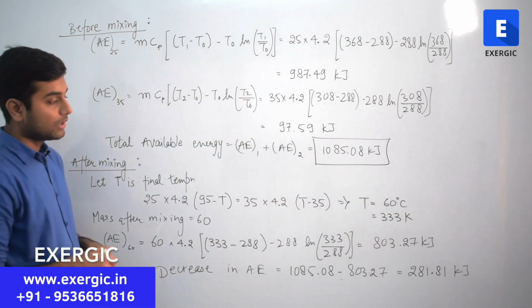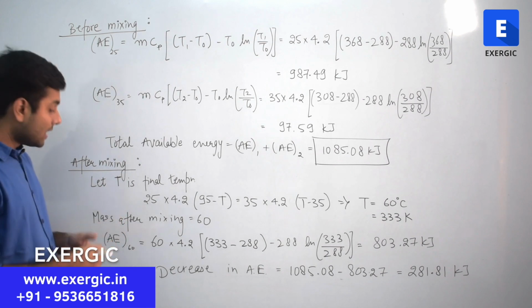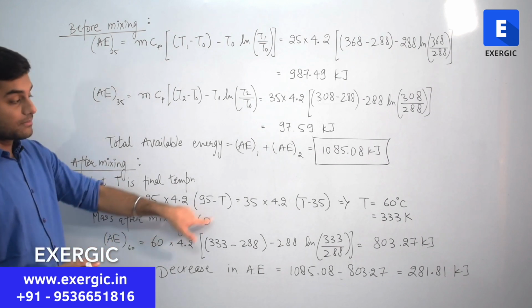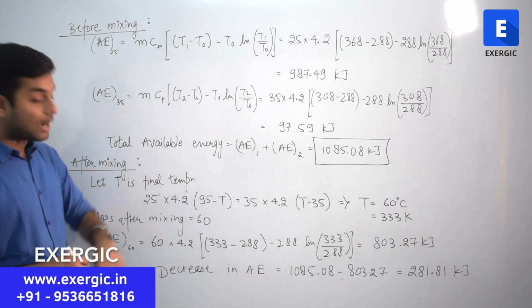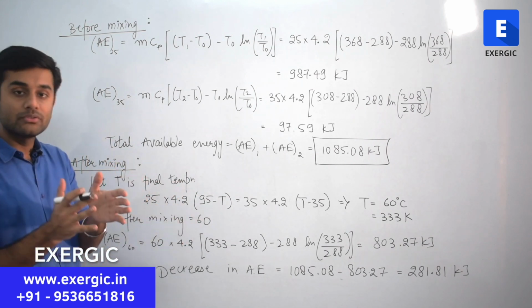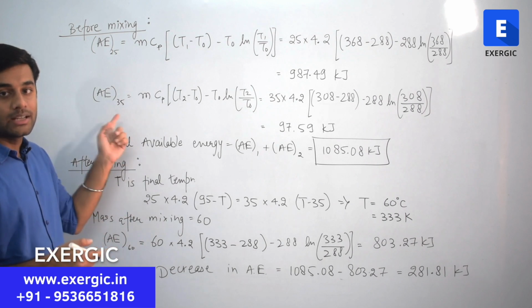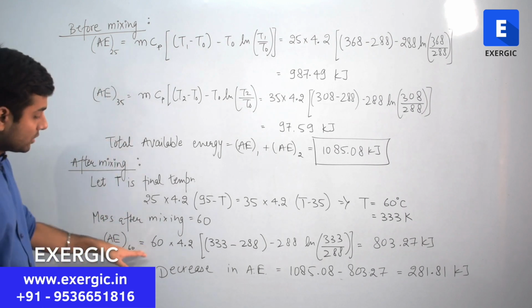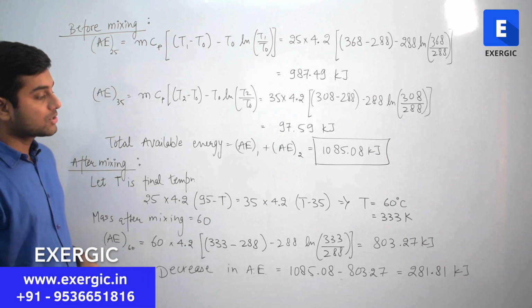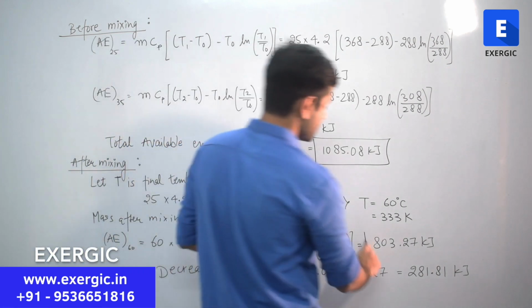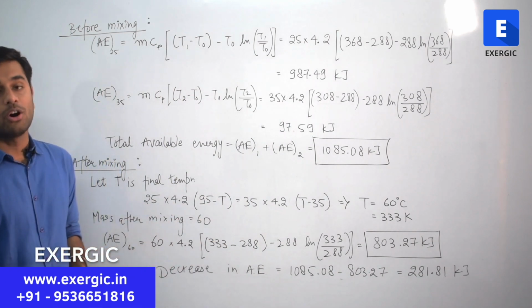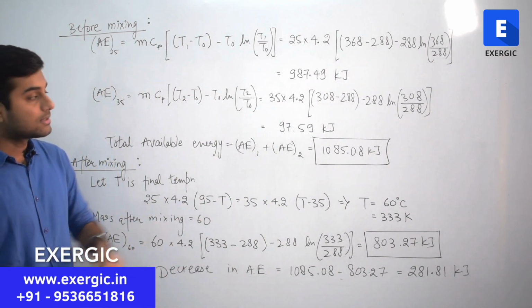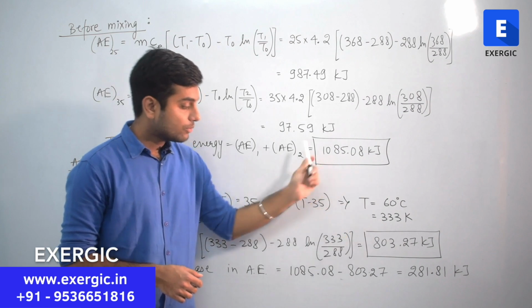Now you need to calculate the available energy for a mass of 60 kg at 333 Kelvin when the ambient temperature is known. How is the mass 60 kg? Because now both of them are mixed, so the total mass is 35 plus 25. So put that again into the same expression and solve it. You will get this much as the available energy of the final mixture. So how much has the available energy decreased? Just take the difference of both of them.